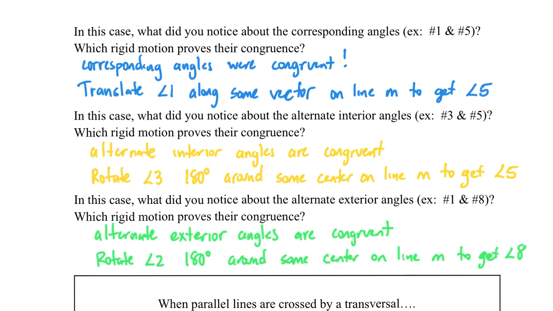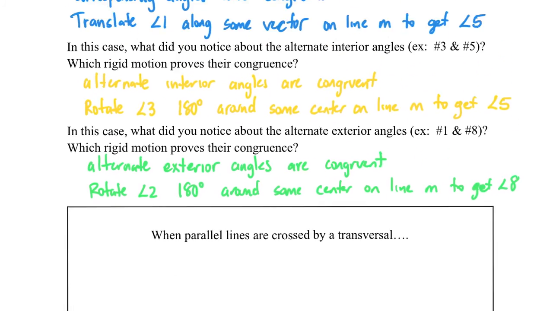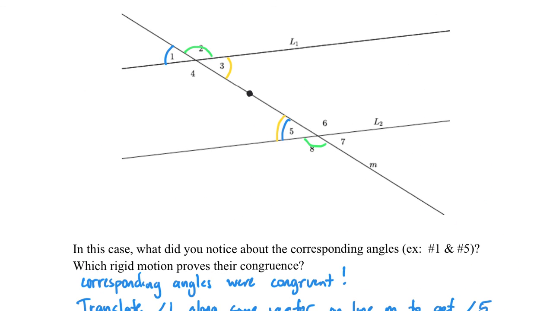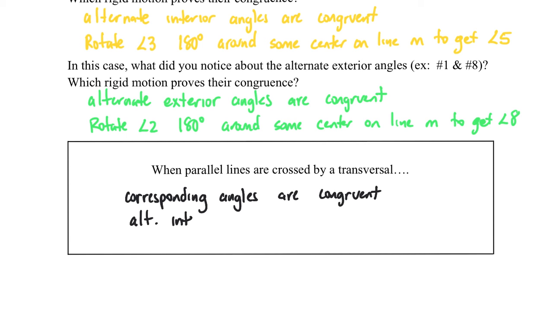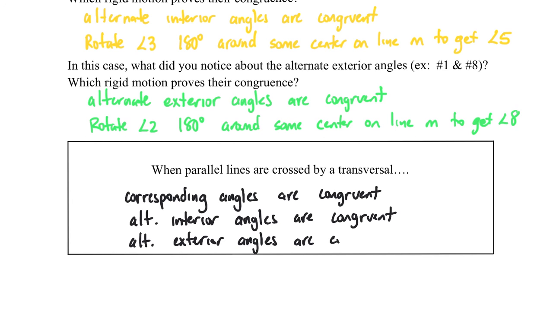So, what we learn in summary is when these two lines are parallel, L1 and L2, when those two lines are parallel, it turns out that corresponding angles are congruent, alternate interior angles are congruent, and alternate exterior angles are congruent. And that's lesson 12a.